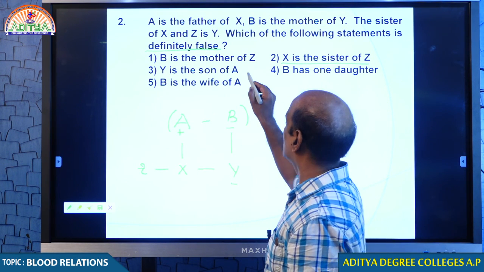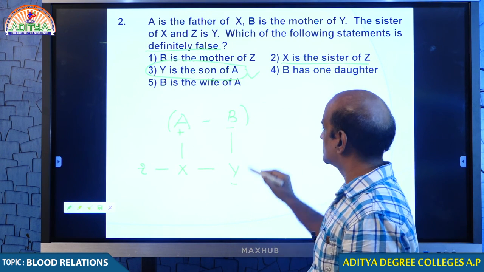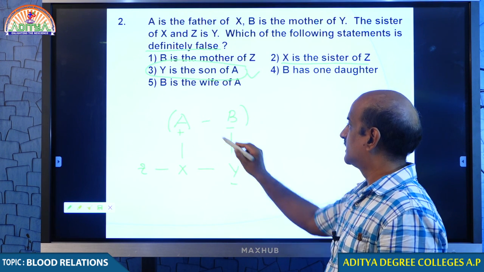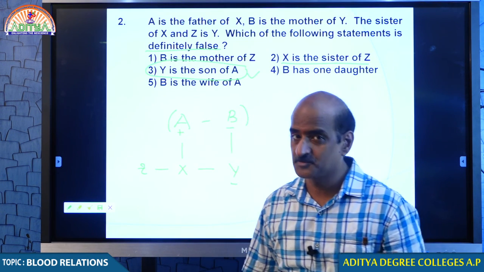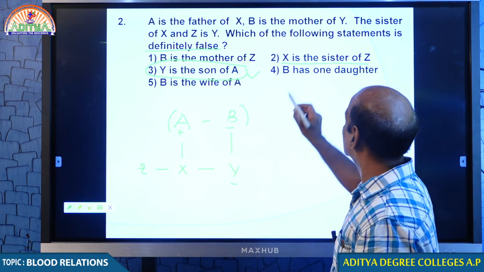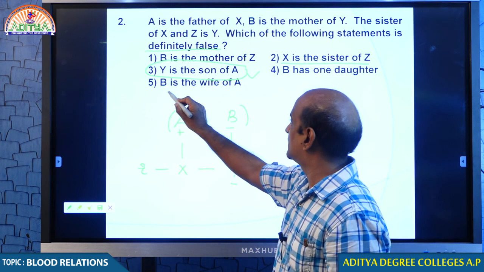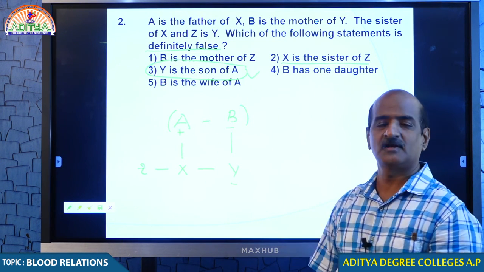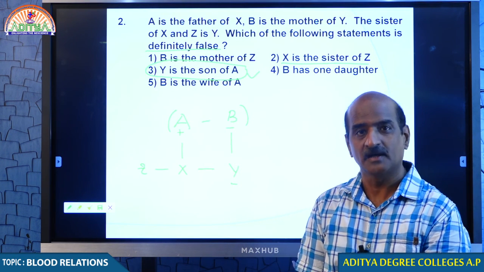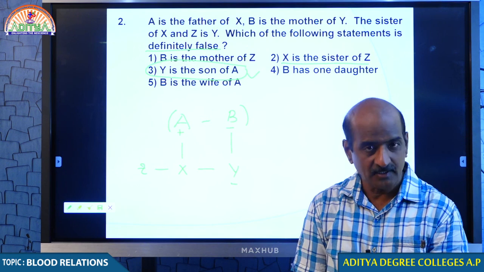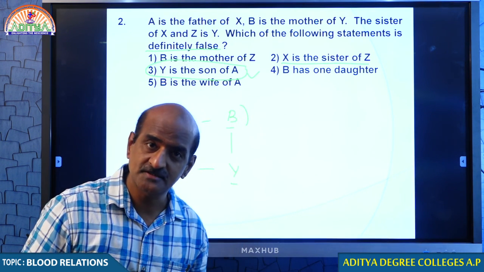Y is the son of A. This is definitely false, because Y being a female cannot be the son of A. Hence, your answer is the third option. The other can be true. B is wife of A is definitely true. So the third option is definitely false, because Y being a female cannot be a son. Come on student, I hope you understand.